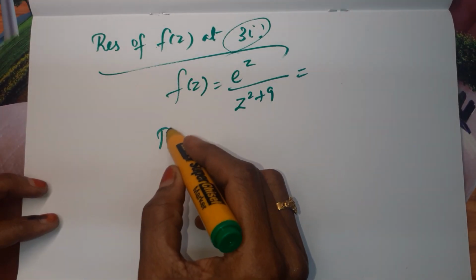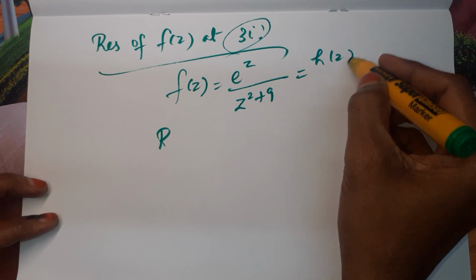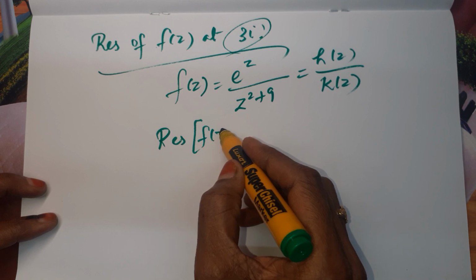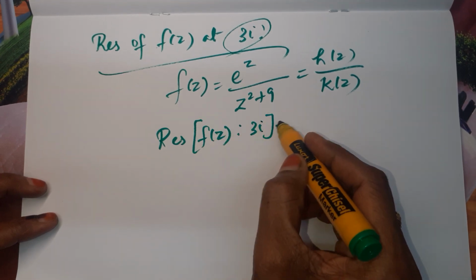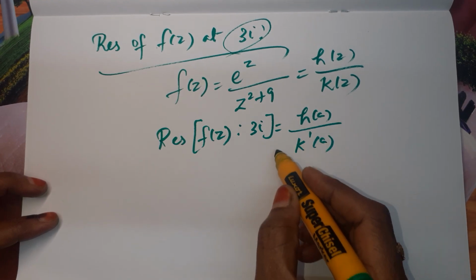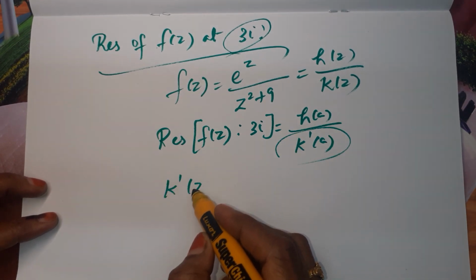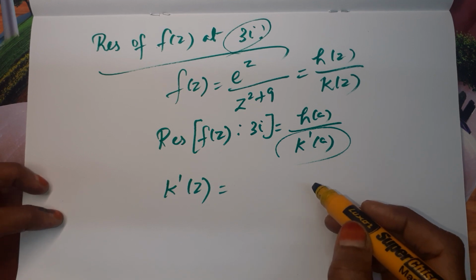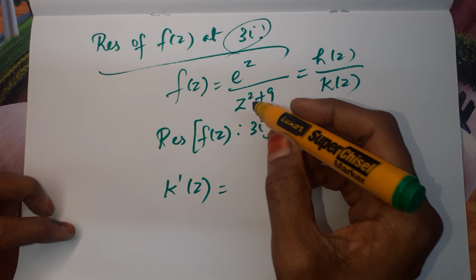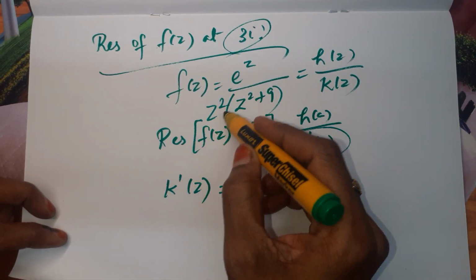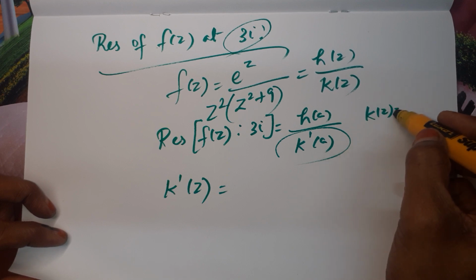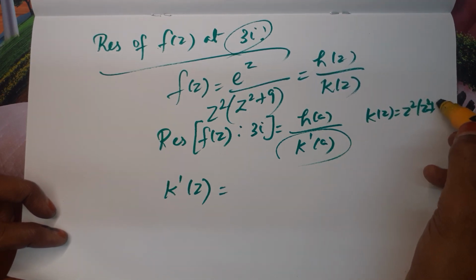So here, take this as h of z by k of z. The residue of f of z at the pole 3i is equal to h of a by k dash of a. So first we have to find k dash of z, then we have to find k dash of a. I think I have missed z squared here. So k of z is equal to z squared into z squared plus 9.